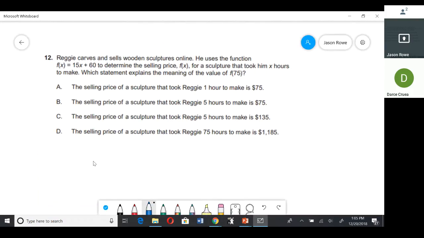All right, so this time Reggie carves and sells wooden sculptures online. He uses that function to determine his selling price, and that's for a sculpture that took him x hours. Which statement explains the meaning of the value f of 75? Well, if x represents hours, to me, there's only one choice here. f of 75 means that we're talking about 75 hours.